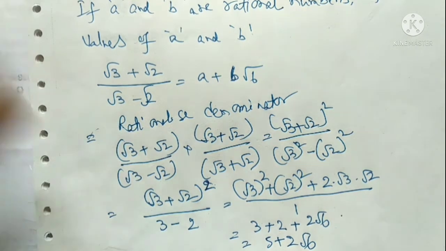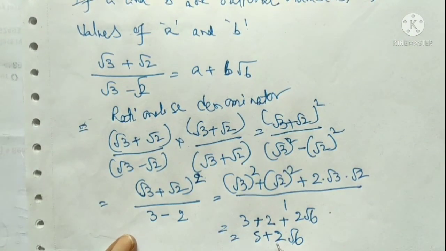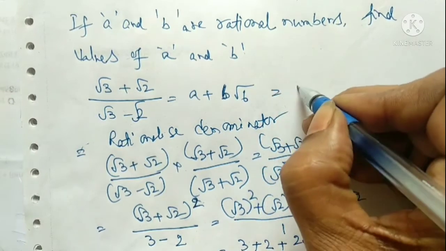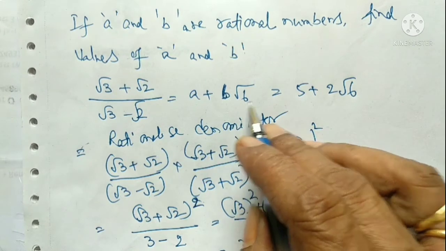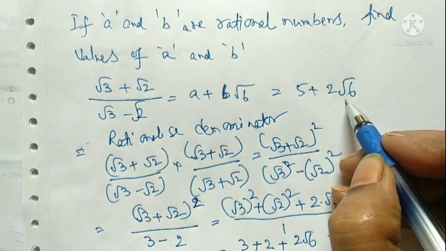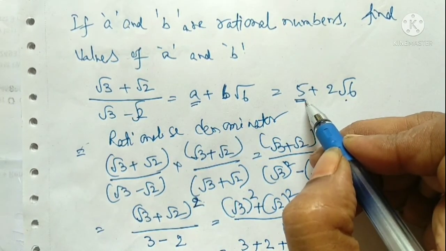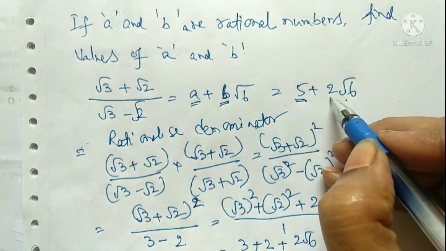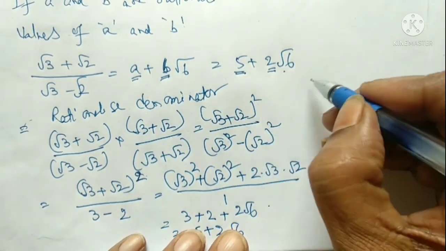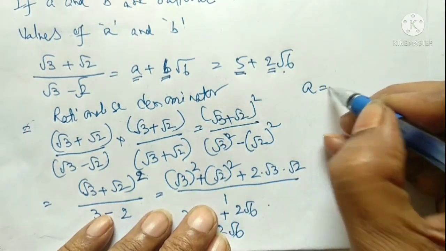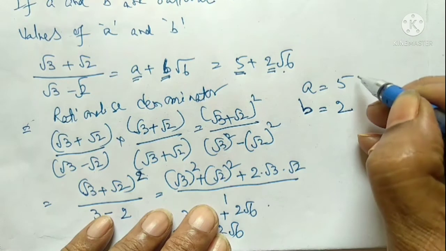Now in the given problem, what is given? What we have received here is 5 plus 2 root 6. So a plus b root 6 is equal to 5 plus 2 root 6. Now we have to equate the rationalizing parts on both sides. Then a is equal to 5 and b is equal to 2.